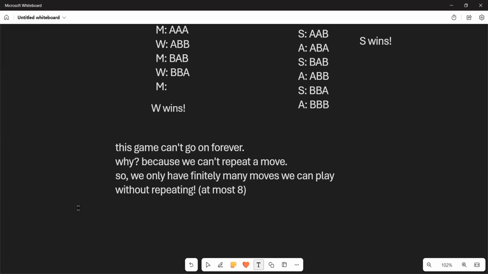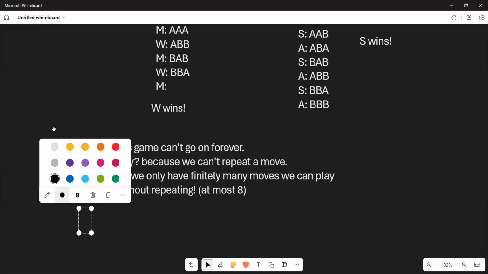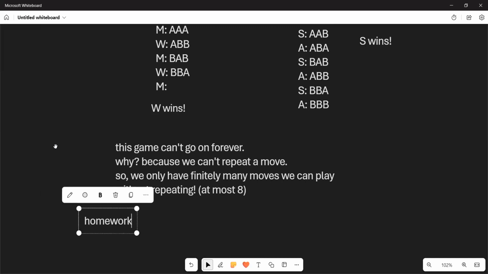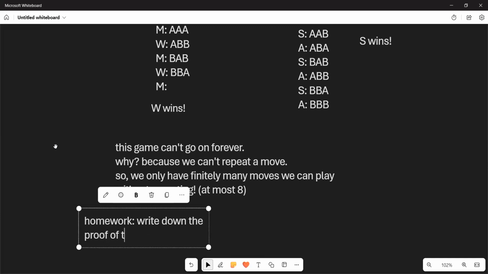So a nice homework problem can be to write down this proof, because it can be tricky to write it down mathematically. So write down the proof of question 2 in a mathematical manner. It's a very good exercise.